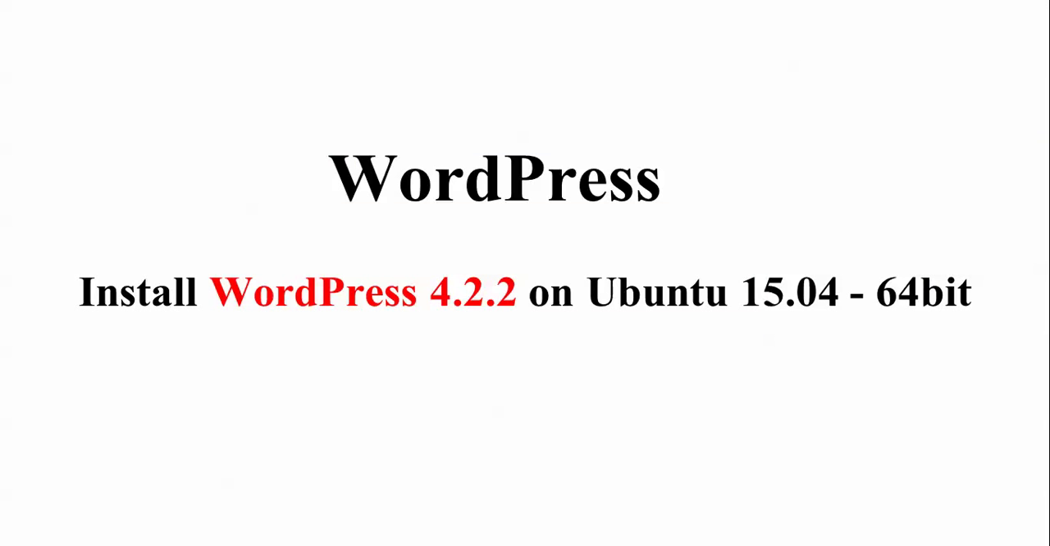In this tutorial I'm going to show you how to install WordPress 4.2.2, the version using Apache. You can also install this on Debian, Linux Mint, and Ubuntu 15.04, 64-bit or 32-bit supported. You can also install it on 14.04 and 14.10.